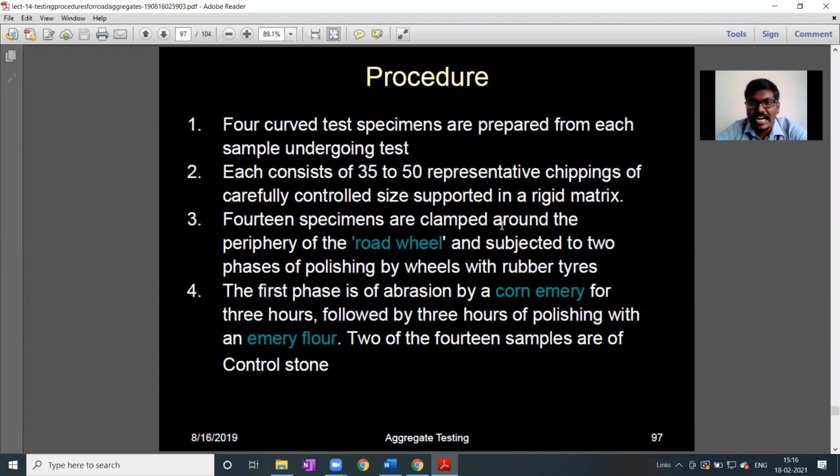So 14 specimens are clamped around the periphery of the road wheel and subjected to two phases of polishing by wheels with rubber tires. The first phase of the operation is with corn emery for 3 hours. Corn emery means steel without the rubber, followed by 3 hours of polishing with emery flour. So 2 of the 14 samples are of control stone.